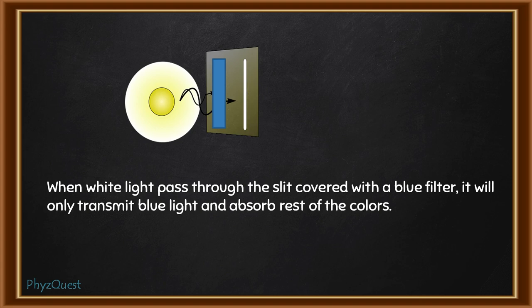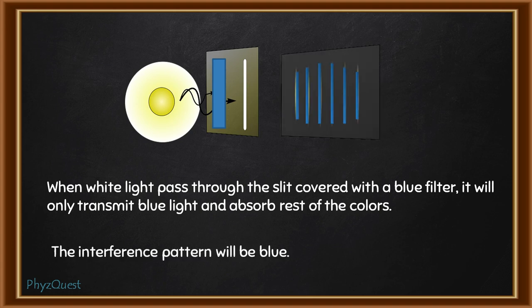what will be the interference pattern? Only these two can form an interference pattern. The rest of the colors, violet, red and others, will not interfere with this, only blue will. So if you consider this is slit 1 and this is slit 2, only the blue color from slit 1 will interfere with the blue color from slit 2 and form the interference pattern. So the interference pattern will be blue.